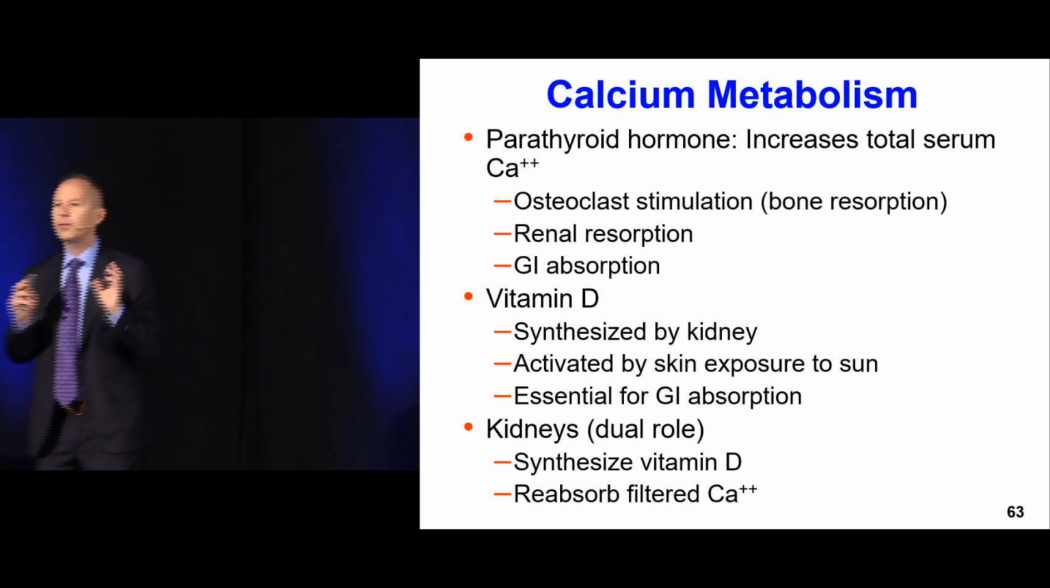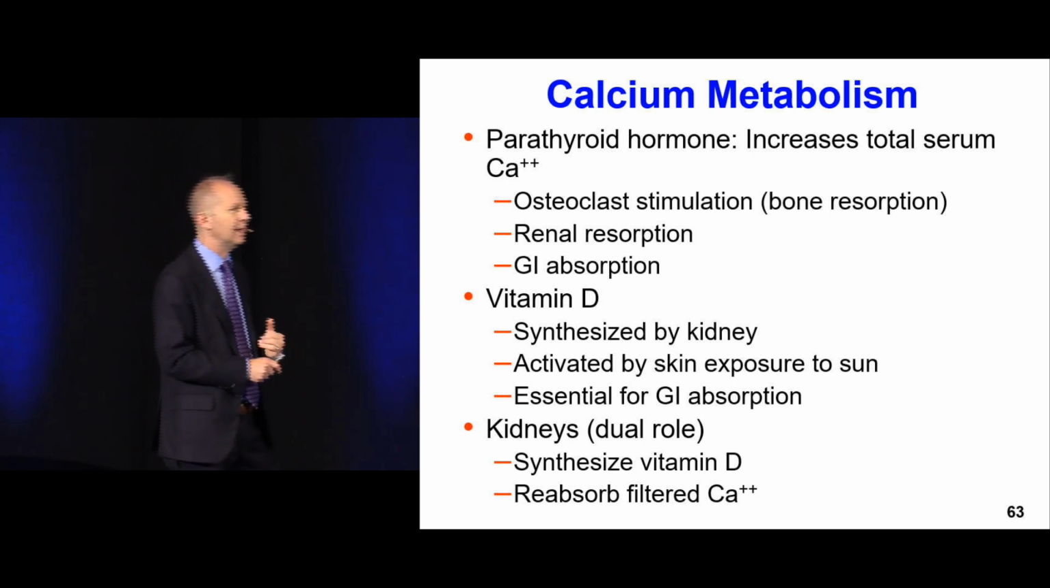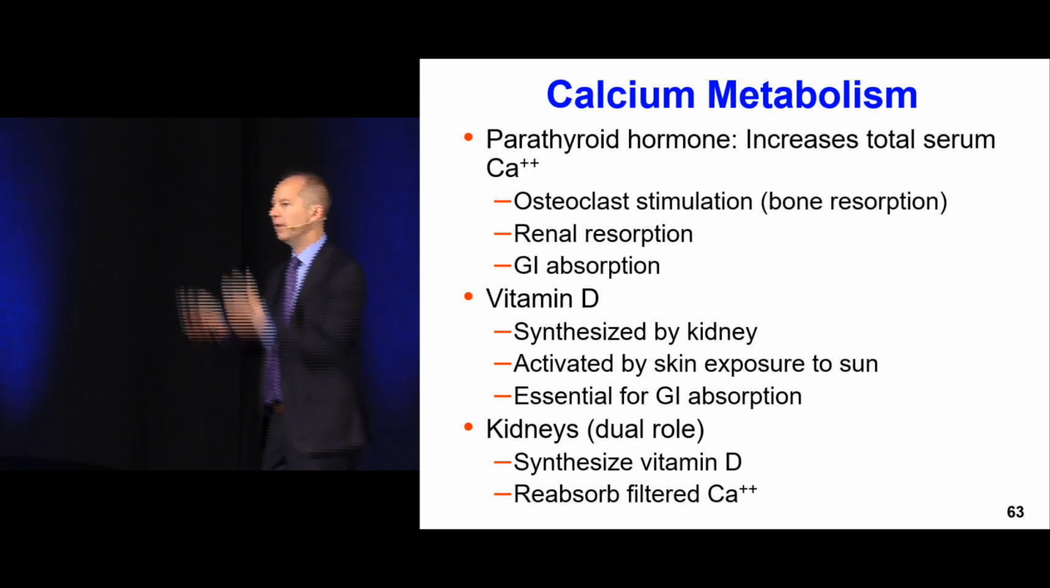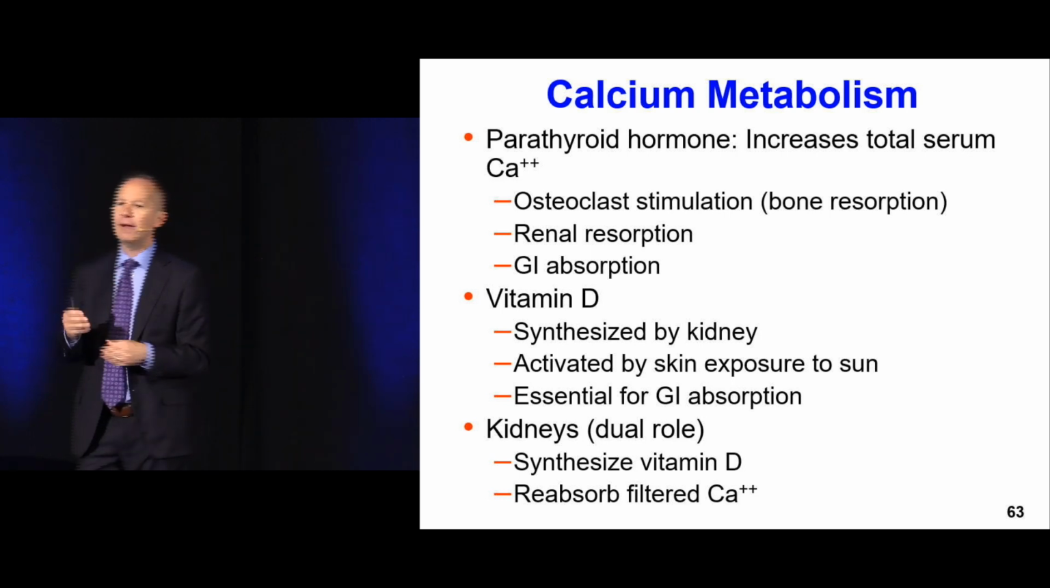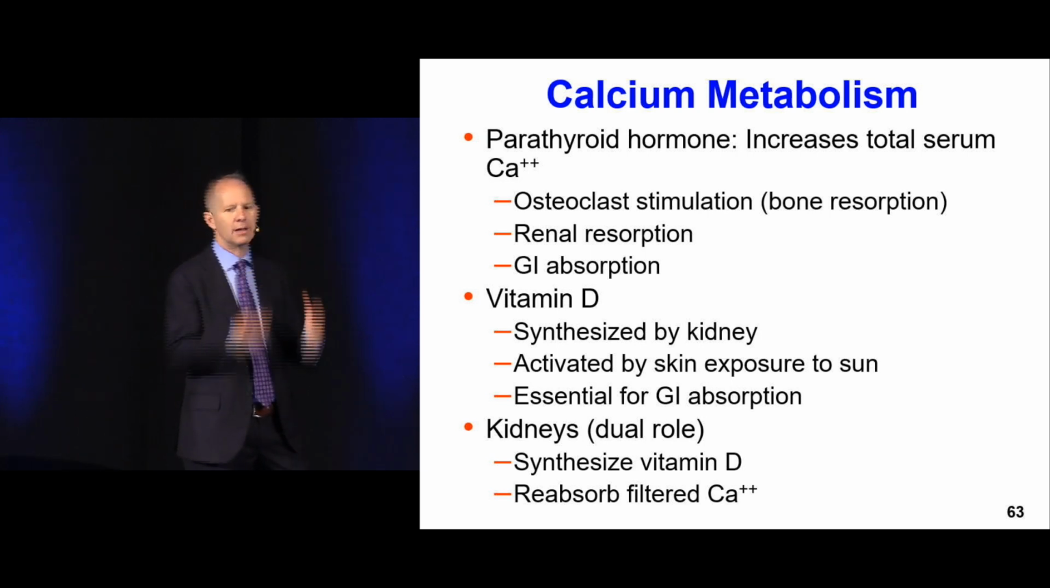Calcium. There are three big players that have to do with calcium: the parathyroid, the vitamin D, and the kidneys. Parathyroid hormone's job is to raise calcium. So when you have more parathyroid hormone, calcium goes up, and by the way, phosphate goes down. They go in opposite directions. So parathyroid hormone brings your calcium up.